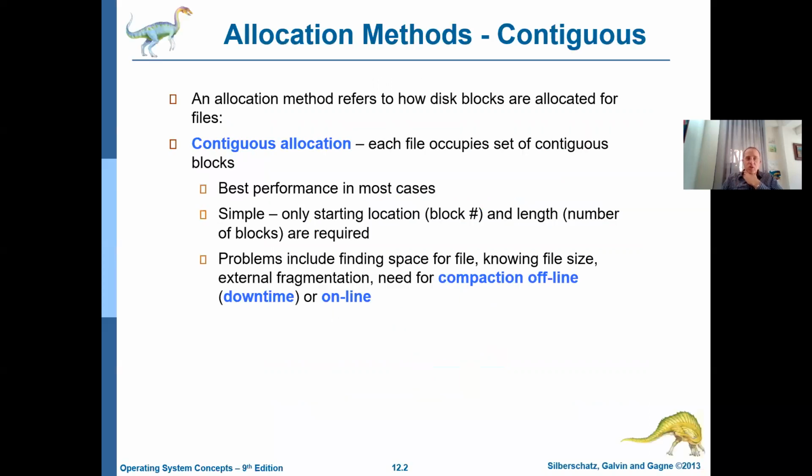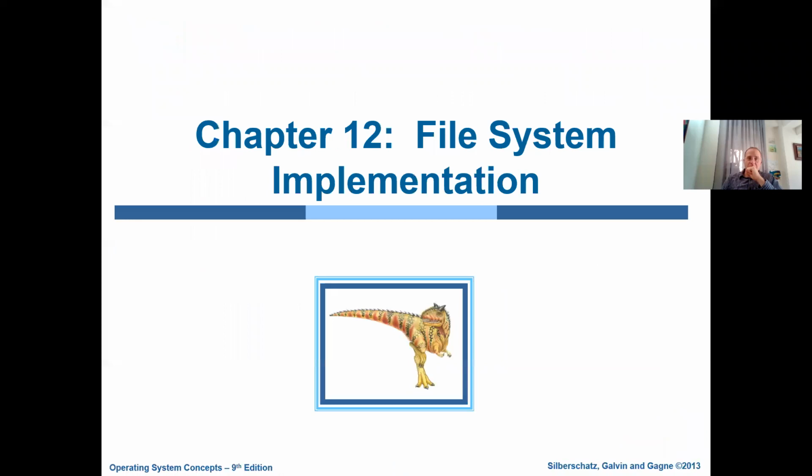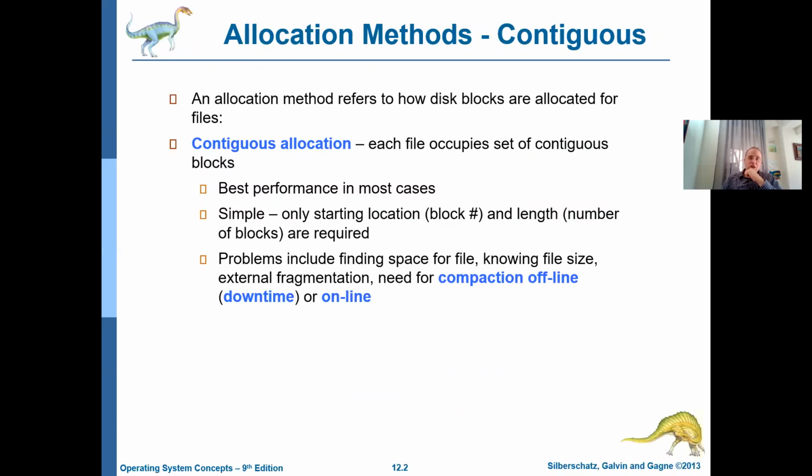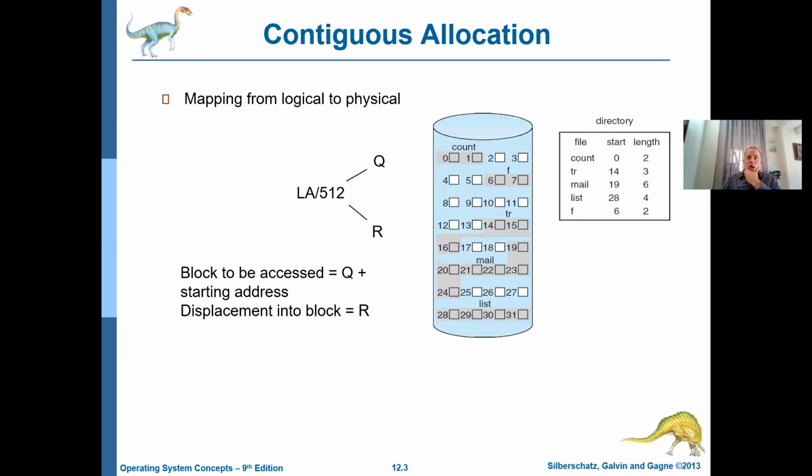Now we're talking about file system implementation, or how we allocate files to our hard drive. Before we were talking about memory, programs in memory. Now we're talking about our hard drive, files in hard drives.